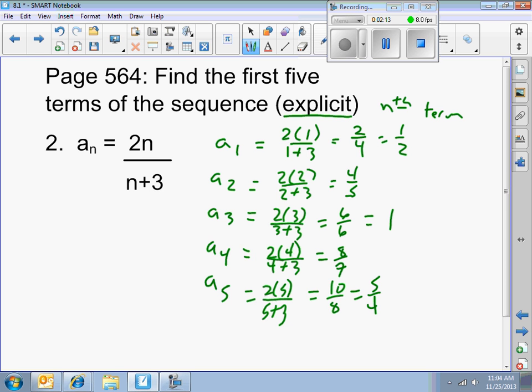A lot of times it's easier to see what's going on in the unreduced form, because if I had to base this on the reduced sequence, 1/2, 4/5, 1, 8/7, 5/4, it'd be harder to come up with a rule for it. But if you look at 2/4, 4/5, 6/6, 8/7, 10/8, it's obvious that the top numbers are the even numbers, while the bottom numbers are just adding 1 each time, starting with 4. So we're going to do that as well. But the first and the easiest problems are just to come up with a number in the sequence based on an explicit formula.